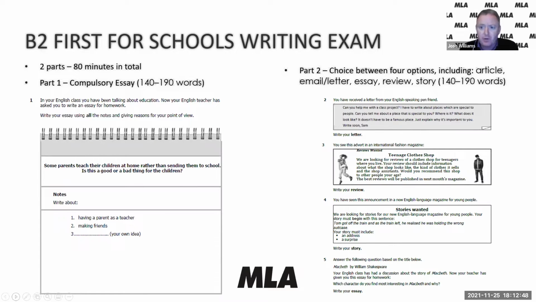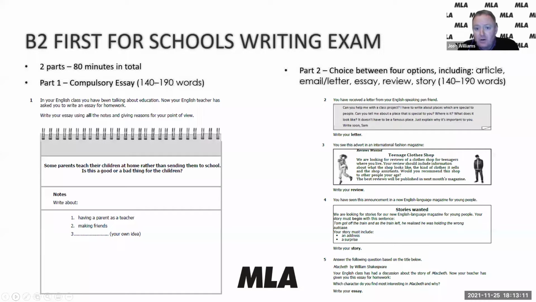Ready for Preliminary and Ready for First are also quite good ones, particularly good because they have lots of good examples at the end. The Gold and the Ready series have examples at the end of all the essays of writing, things like that, with points to help you. Anyway, going on, part two is a choice between four options.